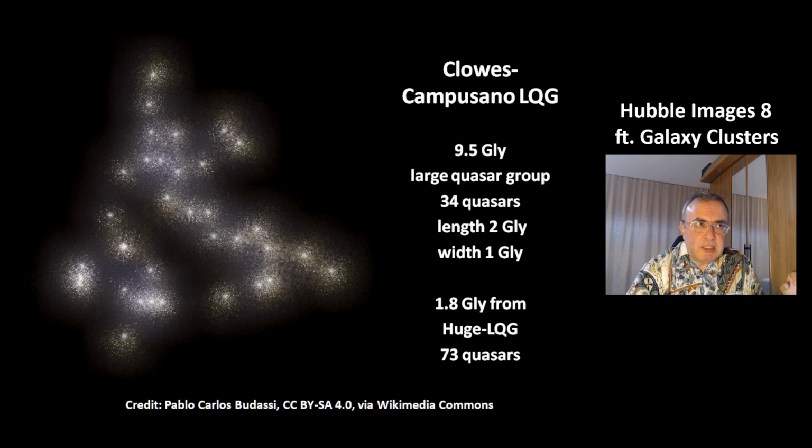This is one even bigger structure. That's the Clowes-Campusano LQG at a distance of 9.5 billion light years. This LQG means it's a large quasar group of 34 quasars. The length of this structure is 2 billion light years, and the width is 1 billion light years.